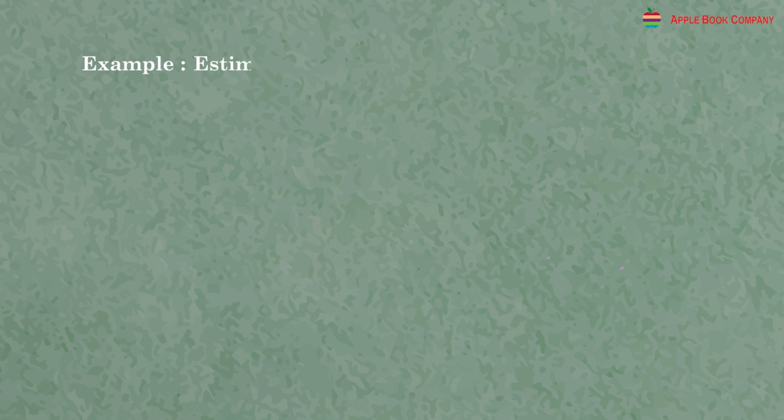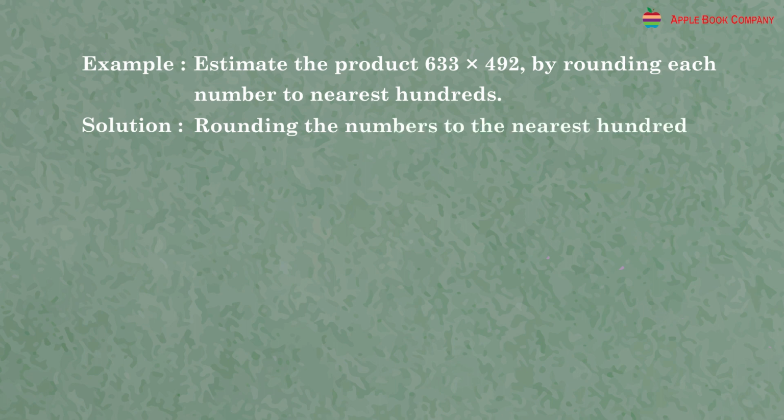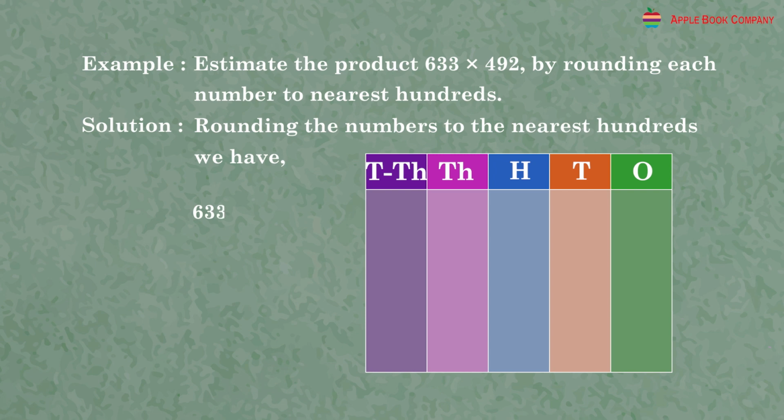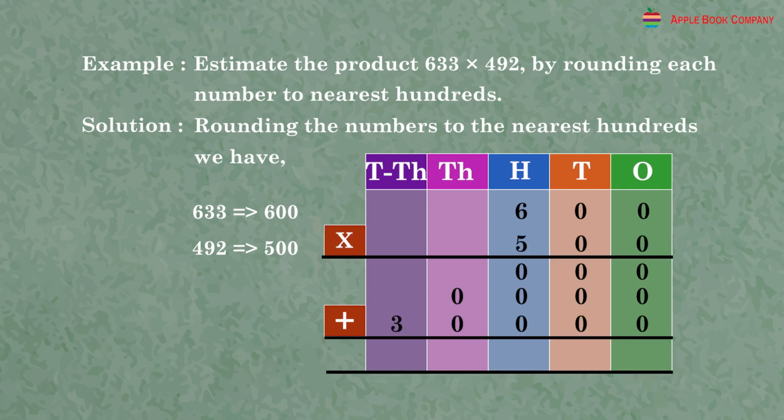Example: estimate the product of 633 multiplied by 492 by rounding each number to the nearest hundreds. Rounding the numbers to the nearest hundreds, we have 633 is rounded off to 600. 492 is rounded off to 500. Hence, estimated product is 30,000.